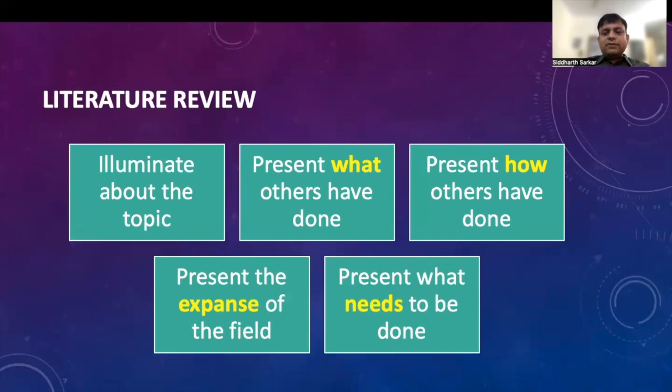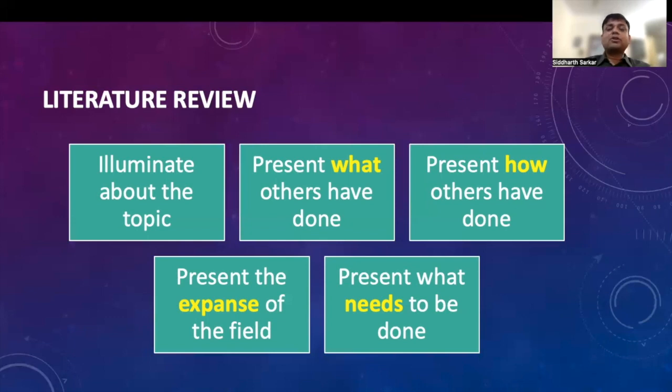Now, literature review, what is the aim of the literature review? The aim of literature review is to illuminate about the topic. It is to present what others have done in this particular field or in aligned fields, what data exists, what others have researched and known. It also presents how others have gone about doing the research, what are the different standard methodologies in the field, what is the kind of standard expectations of the research in this. It also presents the expanse of the field.